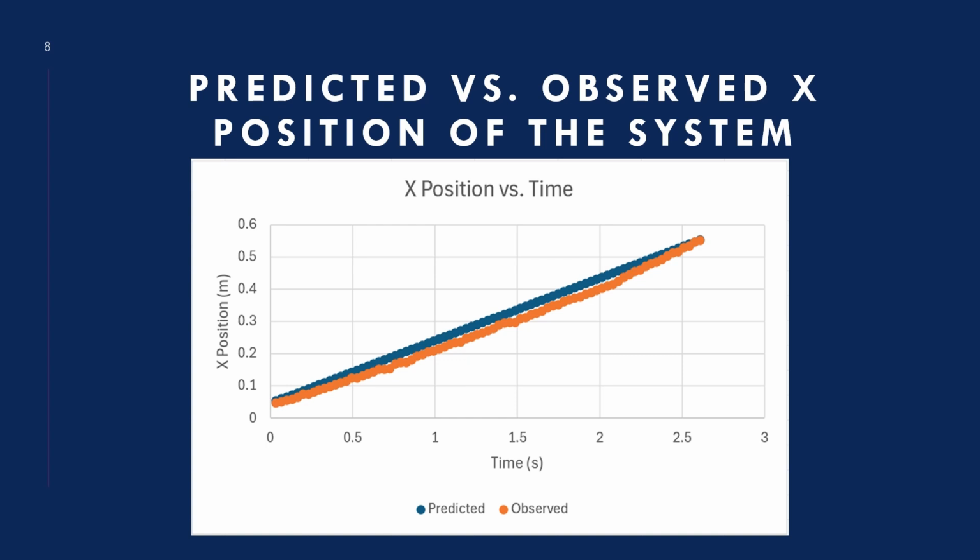The final predicted versus observed x position of the system can be seen below. As you can see, the predicted or blue line is very linear and shows a constant velocity throughout the course of the system. The observed or orange line has slight variations, which imply that there are certain external forces acting on the system that aren't being taken into account.